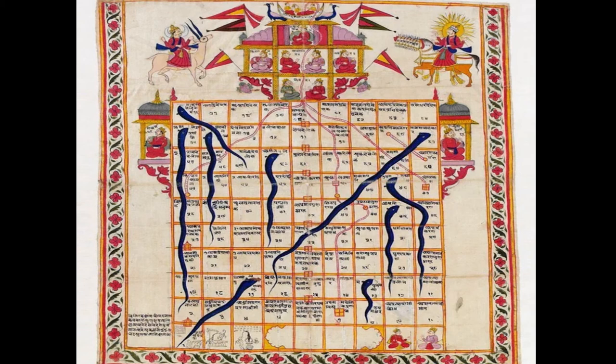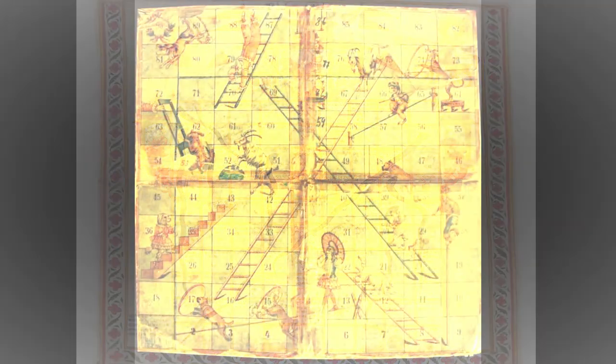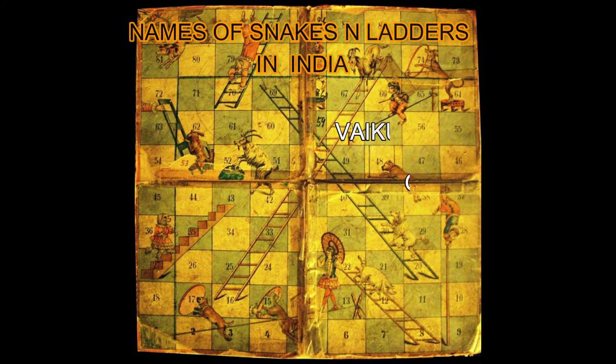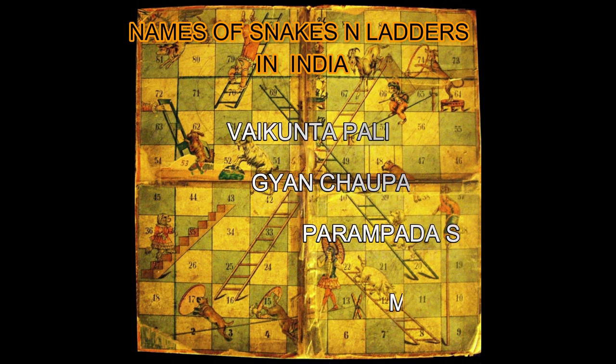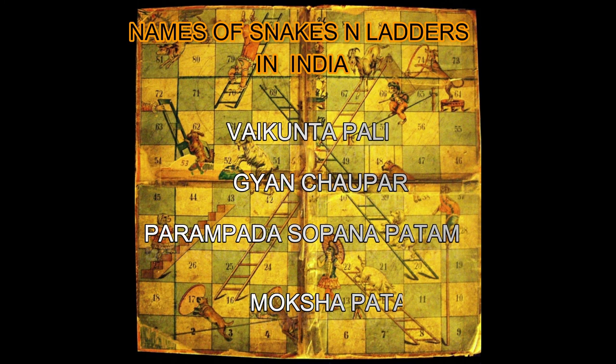Each part of India calls it by different names. Moksha Patam is one of them. It is also called Vaikunthapalli, Gyan Chopar, Parampada Sopana Patam, Mokshapat, etc.